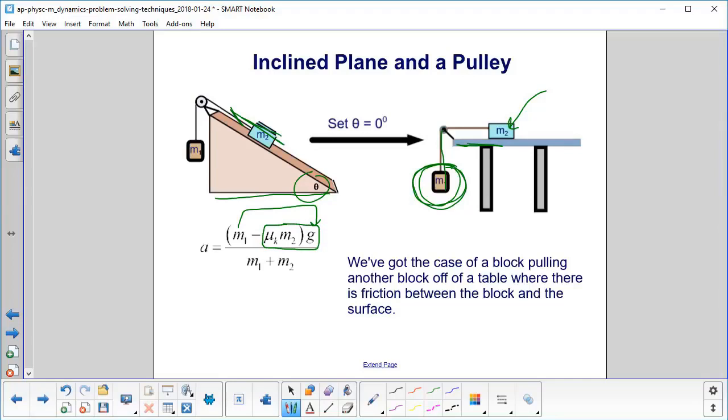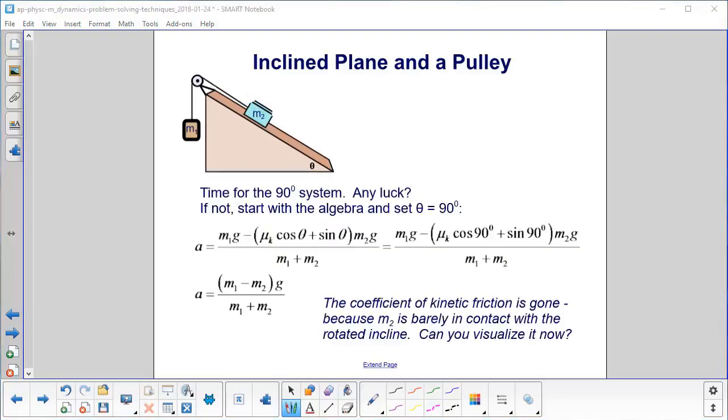And this should be giving you a hint for how we're going to solve this problem next, where we take the two blocks as one system, because what are we dividing by? The total mass of the two blocks. Time for the 90-degree system. Any luck? And again, don't worry, we'll be showing it on the next slide.